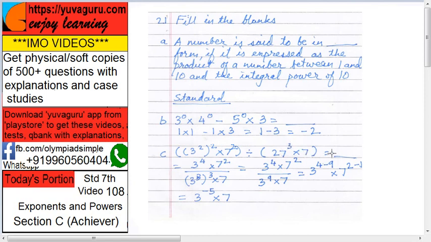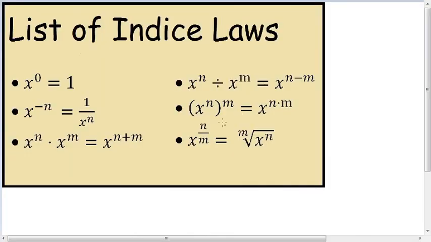Next, 3 square the whole square into 7 square divided by 27 cube into 7 equals to, so solve this. Instead of this division, write it upon, that's easier. So 3 square the whole square means 3 raised to 4, right? 2 into 2. Why? X raised to n, the whole raised to m equals x raised to nm. That is the law of indices.